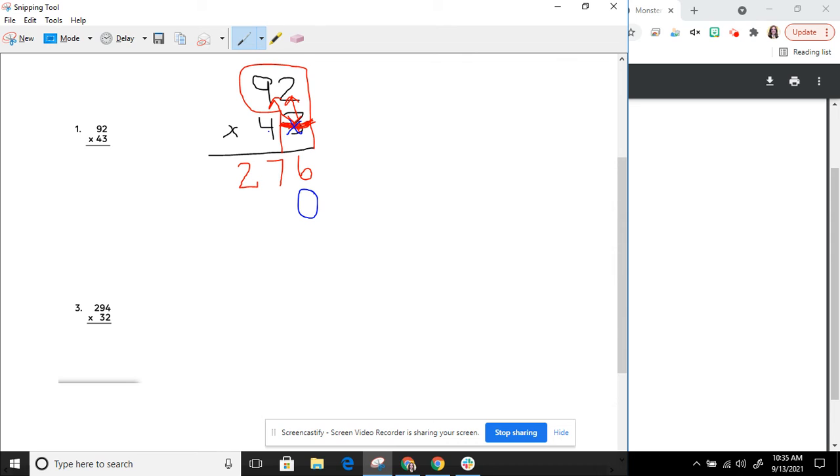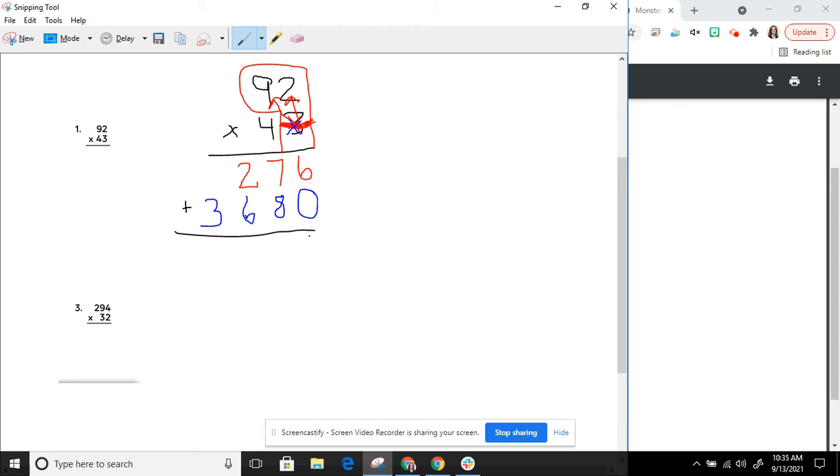Now I'm going to work with my 4. 4 times 2 is 8. And notice where I'm putting my 8, in the 10 spot, because my 4 is in the 10 spot. And then 4 times 9, which is 36. I put my 6 down and my 3 goes in the 1,000 spot. And now what I do is I'm going to add my 2 numbers up.